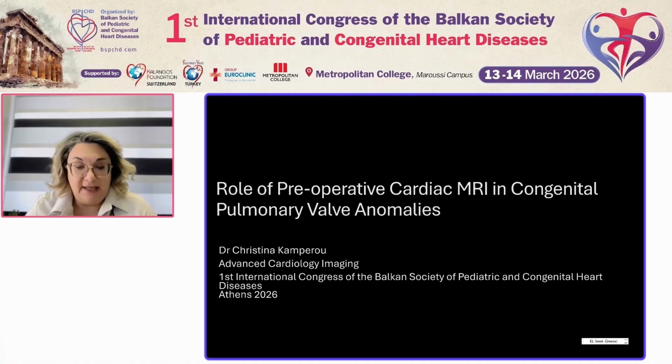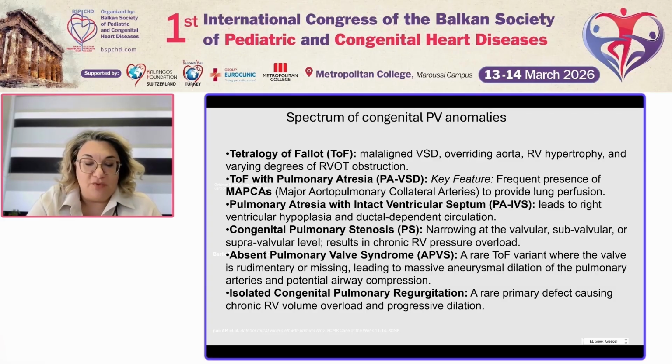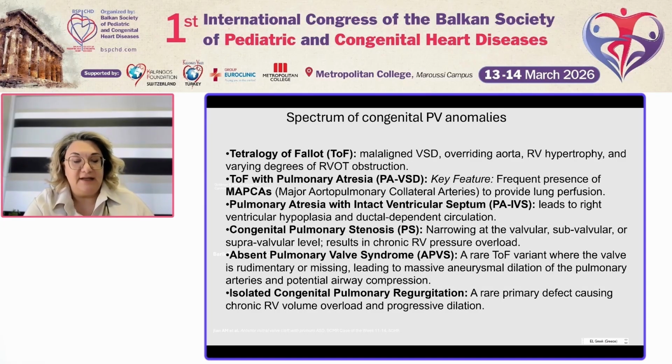Following the excellent anatomic and echocardiographical presentations earlier, it is useful to briefly revisit the spectrum of congenital abnormalities affecting the pulmonary valve complex from an imaging perspective. These conditions span a wide anatomical continuum, ranging from simple tract narrowing to complete anatomical discontinuity between the right ventricle and the pulmonary circulation. A central reference point within this spectrum is the tetralogy of Fallot.